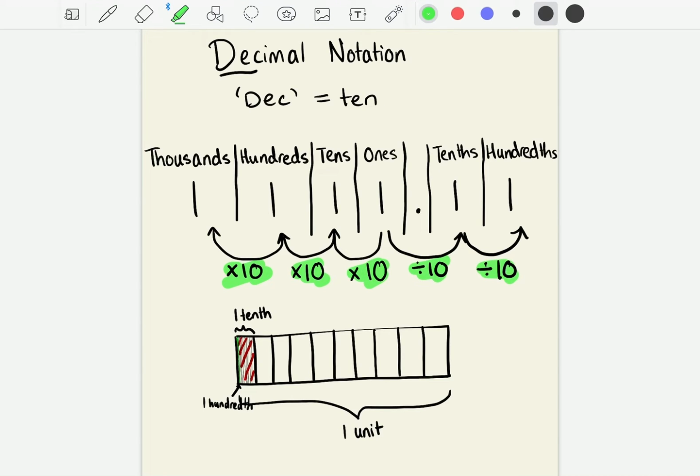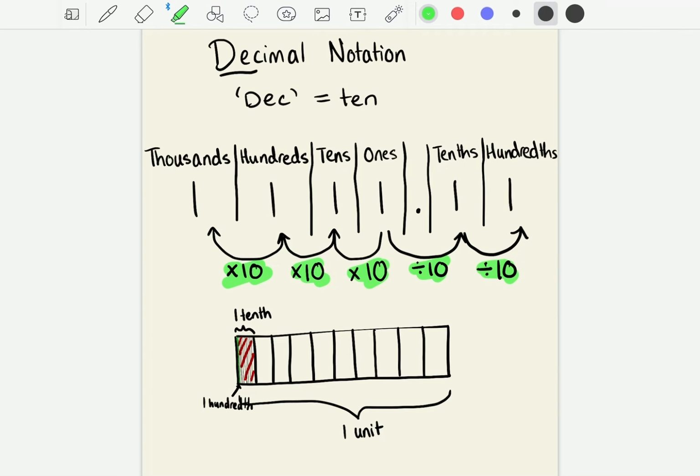As we move one place value to the left, we actually are increasing the size of that place value by a factor of 10. So it gets 10 times larger as you move to the left. As you move to the right, we're decreasing the size of that place value by a factor of 10 again. But this time it's getting smaller, so we're dividing by 10 as we move to the right.